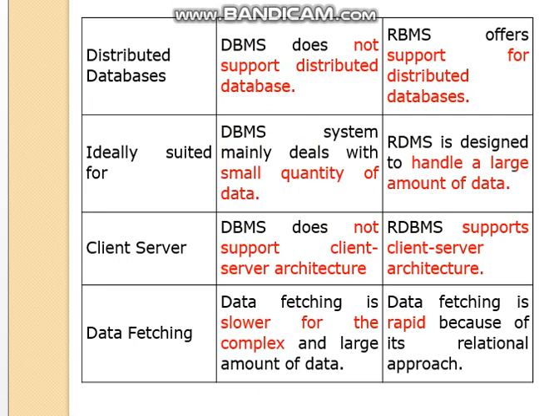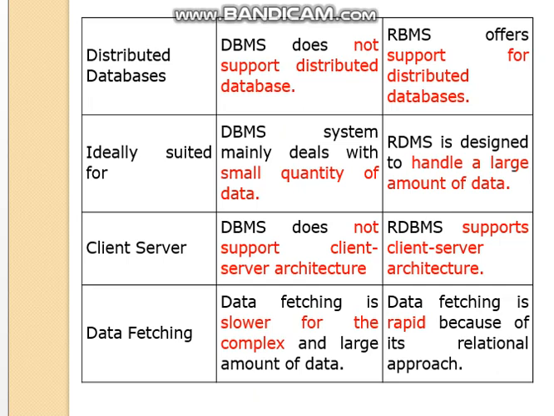Distributed databases. DBMS does not support distributed databases, whereas RDBMS supports distributed databases. Ideally, DBMS is used where we have a small quantity of data. When we have a large quantity of data, we will be using RDBMS. Now next is client server architecture. DBMS does not support client server architecture, whereas RDBMS supports client server architecture.